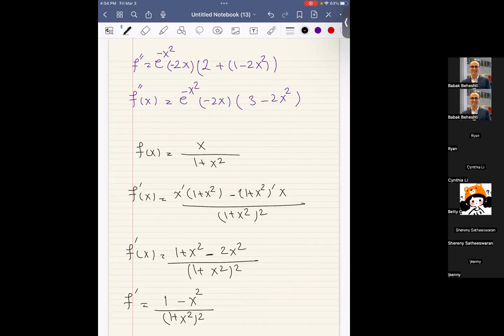For what values of x is f prime 0? 1, and 0, no. -1. Because look, f prime equal to 0 means 1 minus x squared equals 0. It means x squared equals 1. It means x is plus or minus 1.